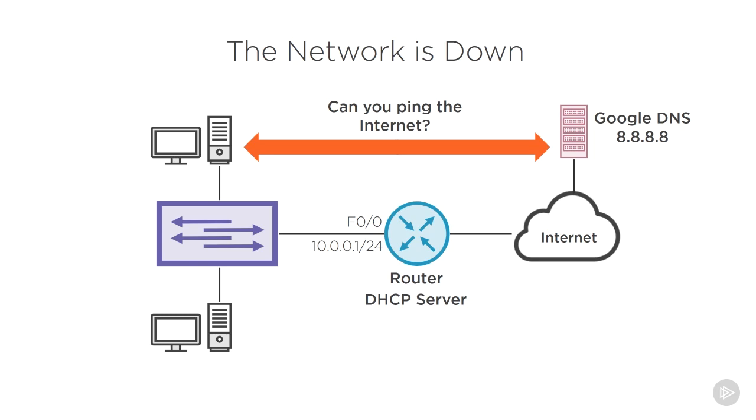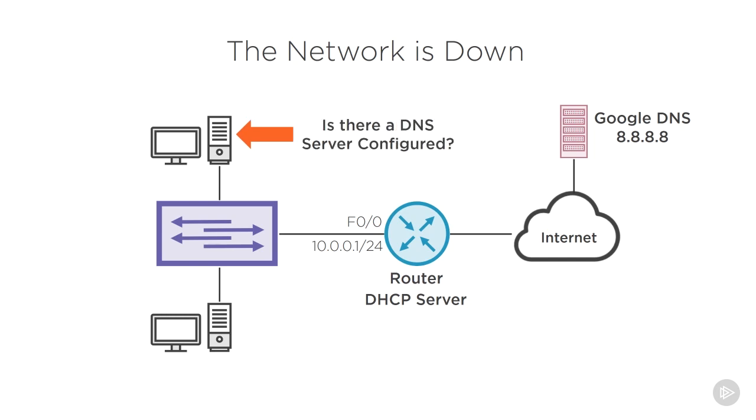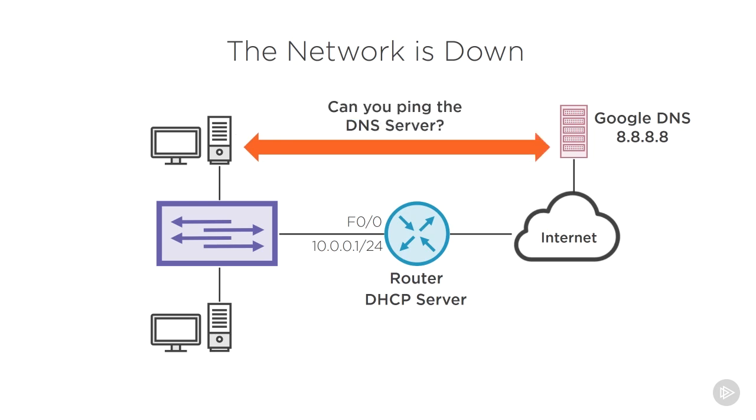If I can ping 8.8.8.8, well, the next step here then is, do I have a DNS server configured on my PC? So does my IP configuration have a DNS server configured, and does it work? So if there's one configured, can I ping it? So maybe I configure my DNS server to be 8.8.8.8. So what I would do then is try to ping my DNS server and see if I could get a response. If I can get a response, excellent.